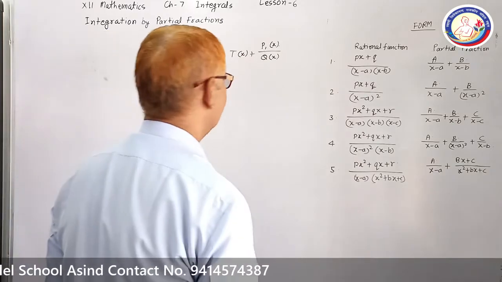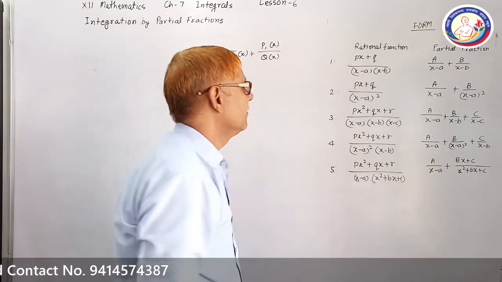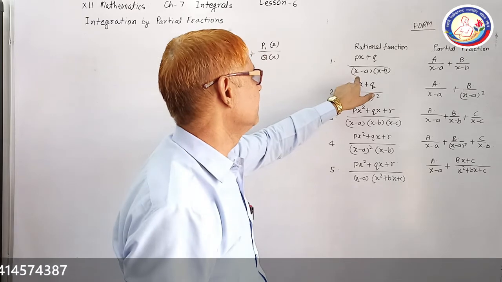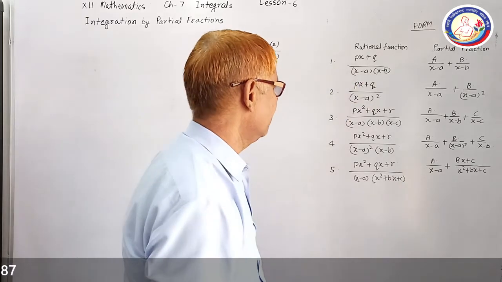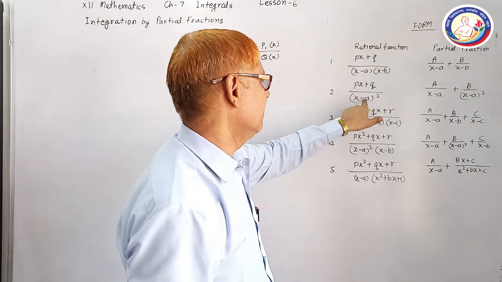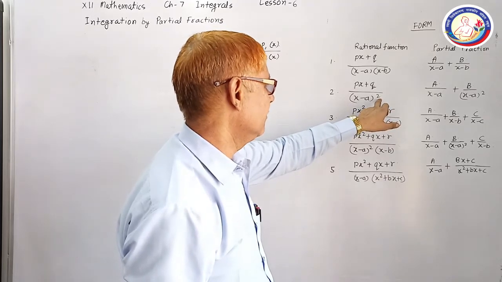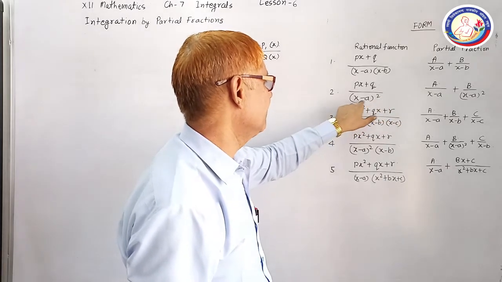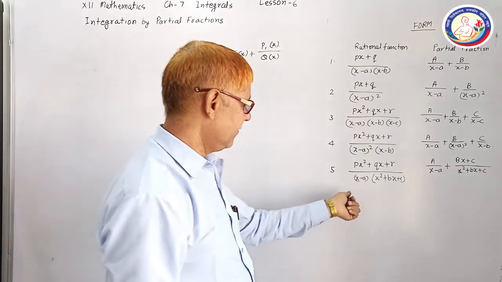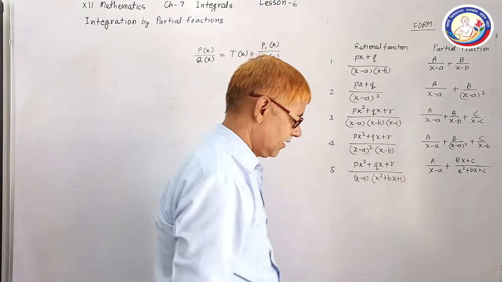If we are given a function in rational form, these are some forms. First is (px + q) upon this format, where the denominator is factorizable. We can break this in factors. Similarly, the denominator with a repeated factor (x minus a) square. Then there are different three factors, and the factors of the denominator in the form of x minus a, x square plus bx plus c. What is the procedure?